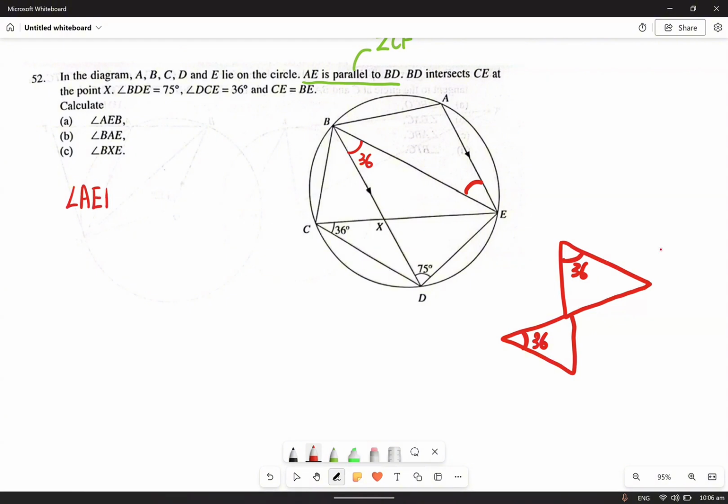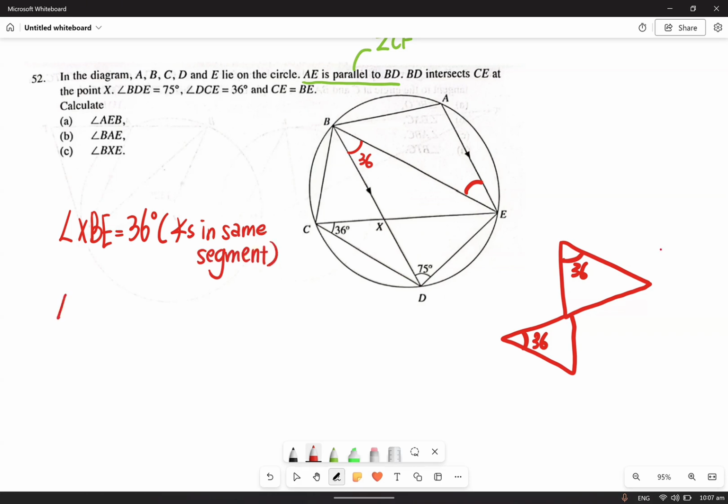But before you say AEB, you must practice, or in fact you have to say that XBE is equal to 36 degrees. What is this called? Angles in the same segment. Practice writing this down. Then to find angle AEB, we will just say 36 degrees. We call this alternate angle.